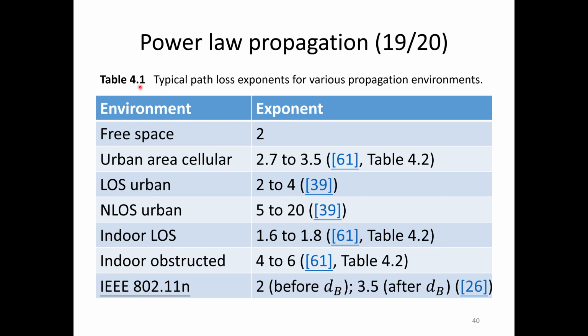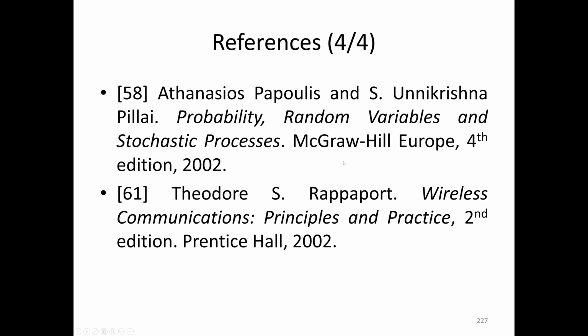Table 4.1 lists typical path loss exponents for various propagation environments. When the environment is free space, the exponent is 2. We have already known it. When the environment is urban area cellular, the exponent is 2.7 to 3.5. This is the reference 61. Let us see reference 61.